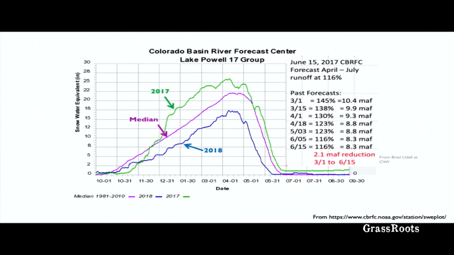In March, the Colorado Basin River Forecast Center was predicting that our snowpack runoff to Lake Powell would be 145% of normal, which would have been 10.4 million acre feet. We moved through that hot month, and the forecast goes to 138%, only 9.9 million acre feet. We get to April, we're at 9.3. By April 18th, we're at 8.8. By the time we got to June 15th, the runoff to Lake Powell was only 8.3 million acre feet. So the take-home message here is that temperature really does matter when it comes to how our snowpack translates into our stream flow.